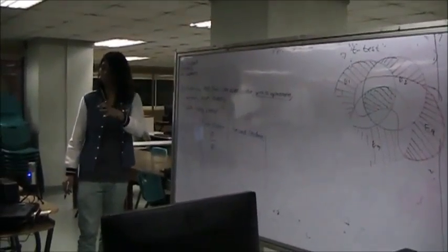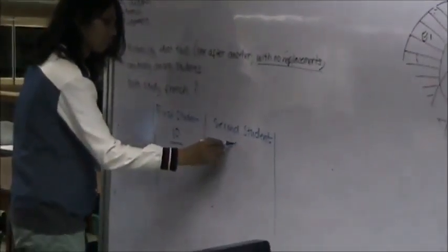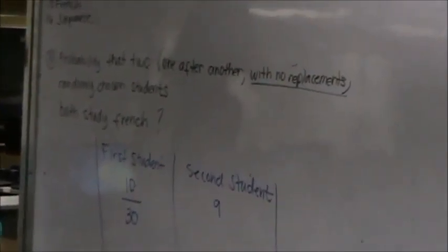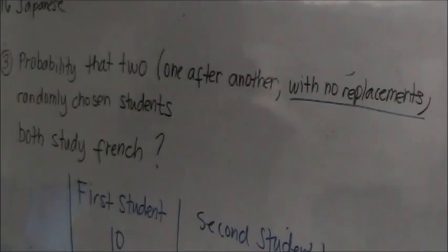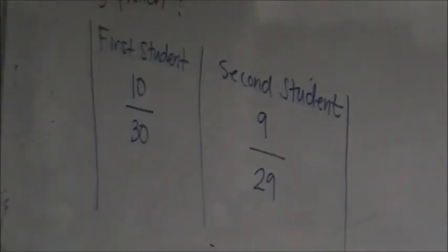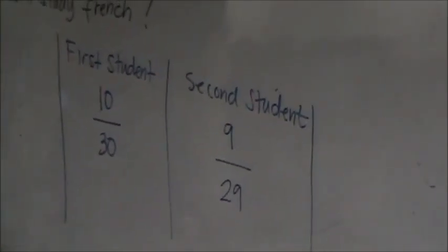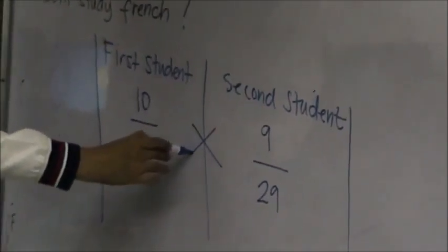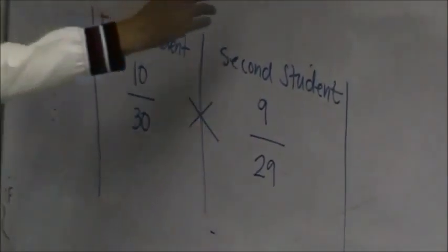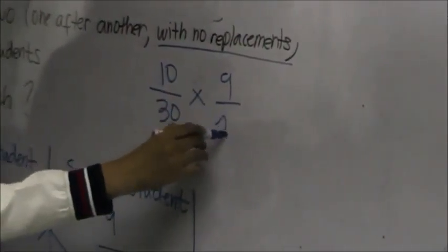The number of French students from 10 becomes 9. And also the universe itself, because you already removed it from itself. That would be 9 over 29. But the idea of getting the probability based on this analysis would be multiplying the two. That's what we wanted to understand. Why do we try and multiply the two together? The answer to this is basically 10 over 30 times 9 over 29.